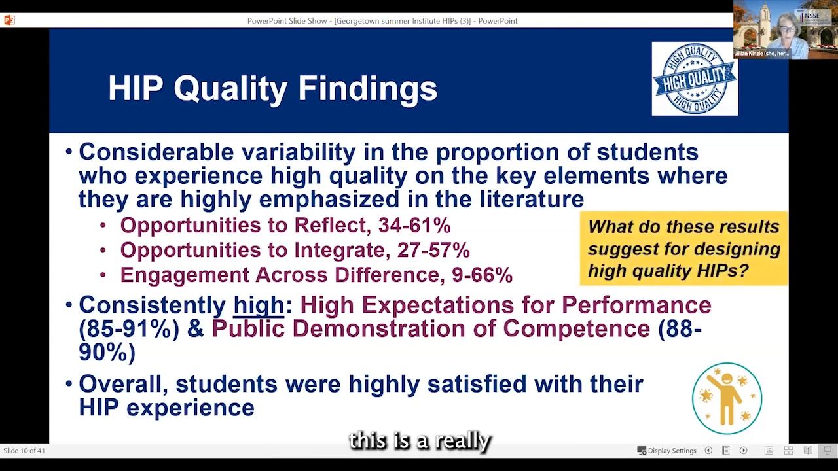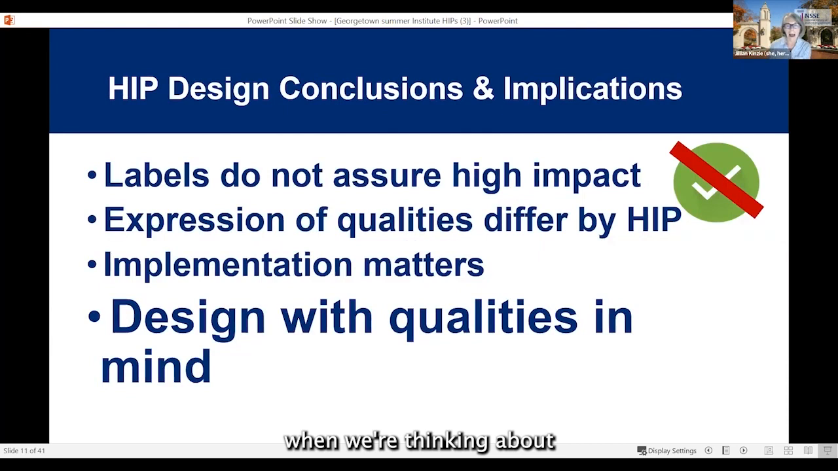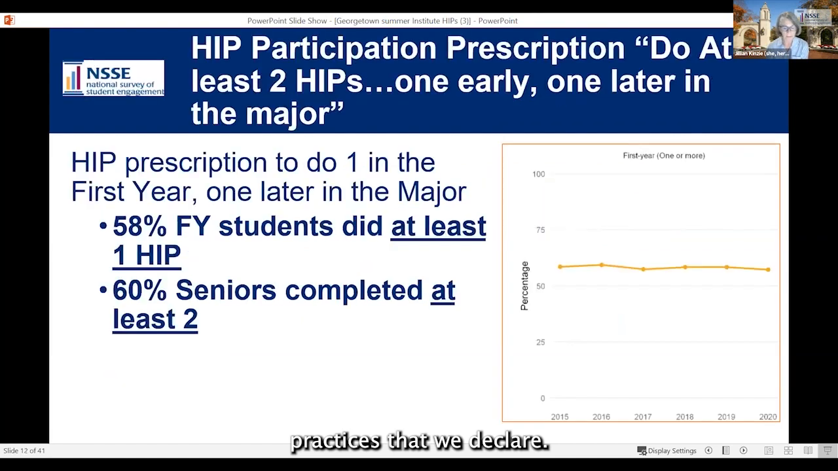So to me, this is a really important dimension when we're thinking about how do we improve implementation, and the work that I presume you're trying to do through this institute, is that labeling something a high impact practice does not in and of itself assure high impact. We need to think about the qualities and how they're expressed, how they're highlighted, how they're delivered, how they're organized in the high impact practice. And we need to intentionally design with these qualities in mind if we want to make sure that HIPs are really the high impact practices that we declare.